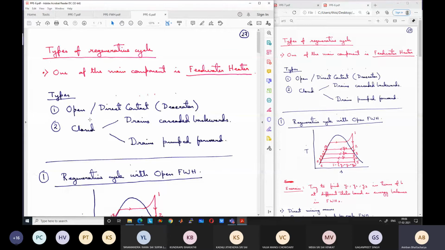In the closed feed water heater there is no direct contact; it is like a shell and tube heat exchanger. The water flows through the tubes and the steam passes through the shell outside the tubes, and there is heat exchange through the tube walls. Okay, and as a result there is no direct mixing, and the steam and the water can live at different states because there is no mixing. Okay. And again there are two designs with these closed types of feed water heaters. So we will see those, we have not yet seen them. Drains cascaded backwards and drains pumped forward. Okay.